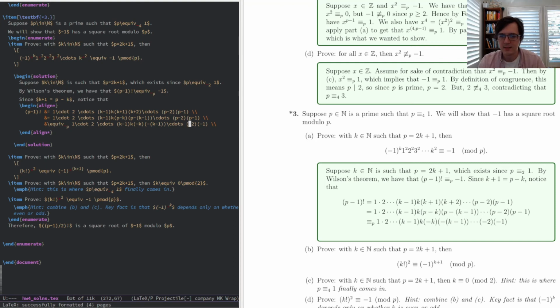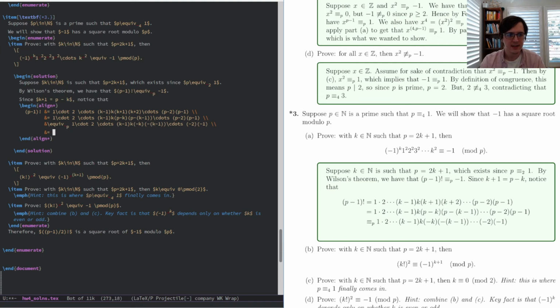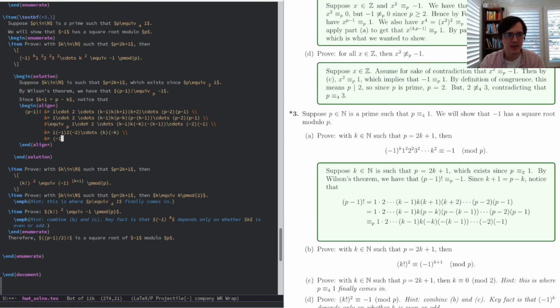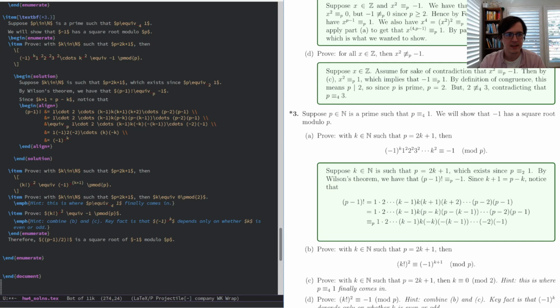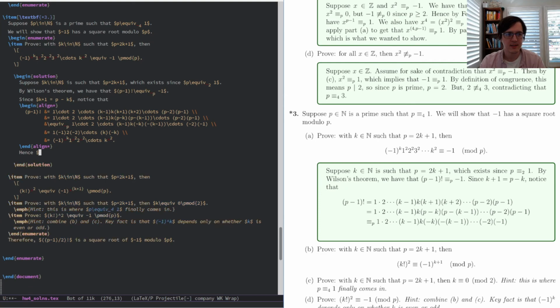And then, for the same reason as before, p is 0 mod p. And then, by rearranging, we get 1 minus 1, 2 minus 2, all the way up to k minus k, which is minus 1 to the k, 1 squared, 2 squared, all the way up to k squared. Hence, oh, we have what we want.